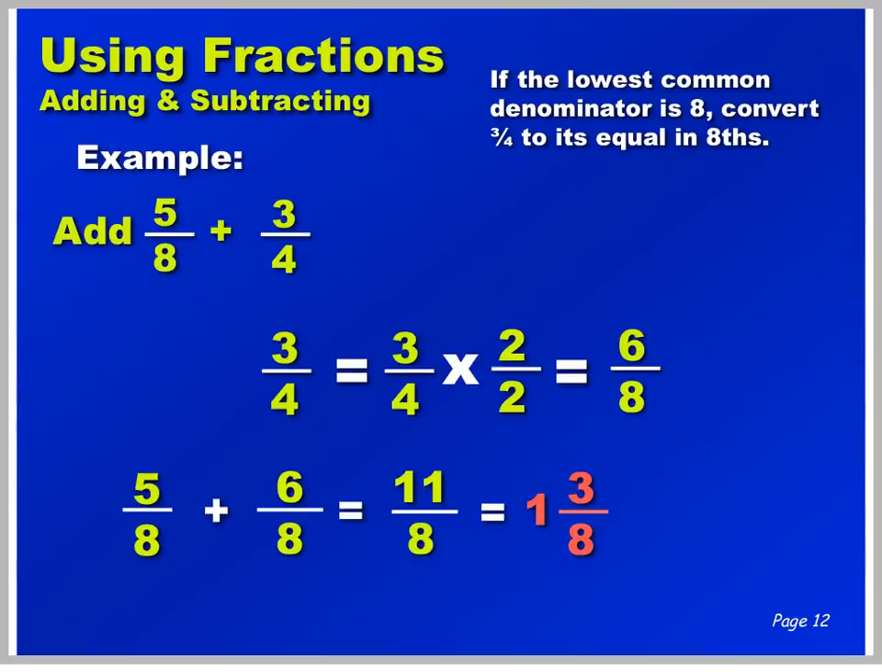So, if the lowest common denominator is 8, we must convert the 3/4 to equal 8ths. To get the 3/4 to equal 8ths, we'll multiply both the top and the bottom times 2, and we will get 6/8. Then we'll have 5/8 plus 6/8 will equal 11/8, and then reduce down to the lowest mixed number. We'll have 1 and 3/8.